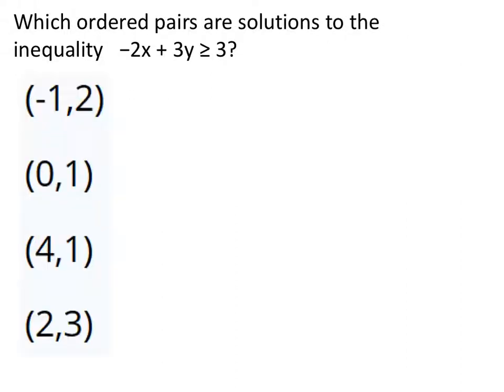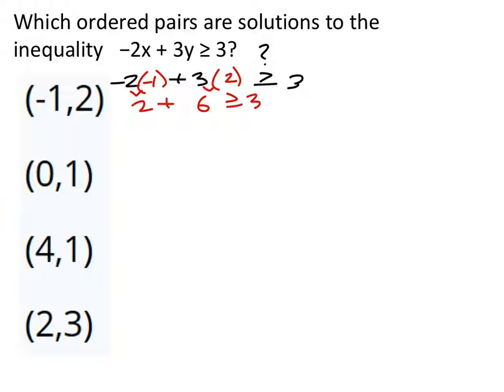So on this one, which ordered pairs are solutions to the inequality? Again, you'd only have to choose one, but we're looking more for inequality on this, not equality. So I got negative 2x plus 3y is greater than or equal to 3. Again, it's a question mark. And my x right now is negative 1, with my y value being 2. So I got 2 plus 6 is greater than or equal to 3. So that's 8. 8 is greater than or equal to 3. That's true. So this would be considered a solution to the inequality.